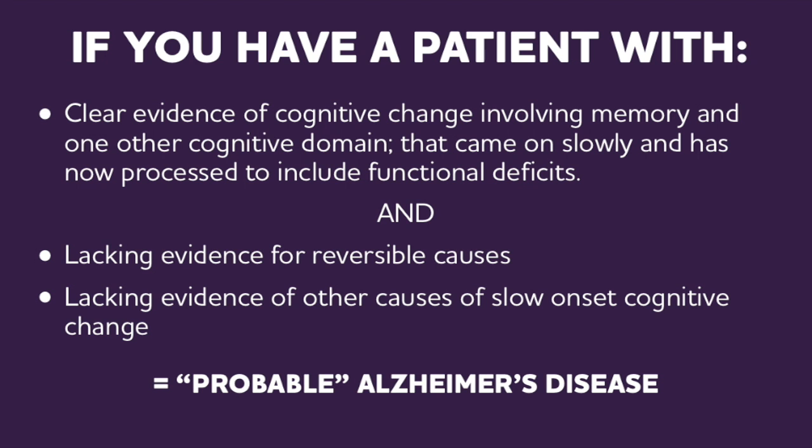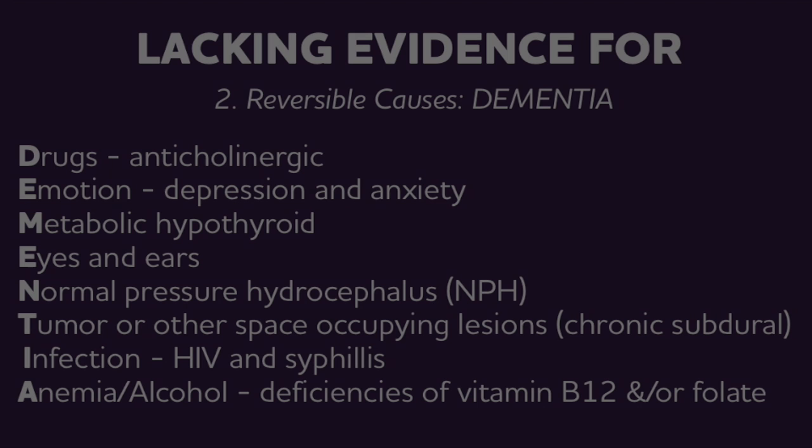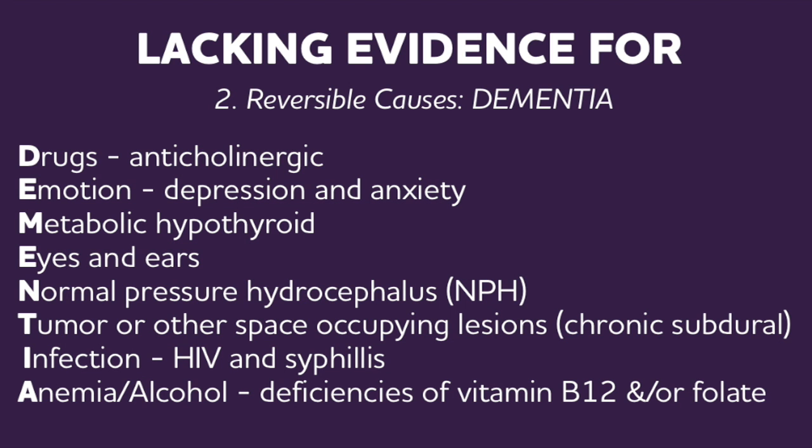Putting it all together now, let's bullet point it out. If you have a patient with clear evidence of change involving memory and one other cognitive domain that has come on slowly, and it now includes functional deficits, and you can find no evidence for one of the reversible causes, and you can find no evidence of other causes of slow onset cognitive change, then the diagnosis is probable Alzheimer's disease. Given the gravity of this diagnosis, it is really important to make sure we didn't miss any of the reversible causes. Lucky for us, there is an easy mnemonic that spells dementia.